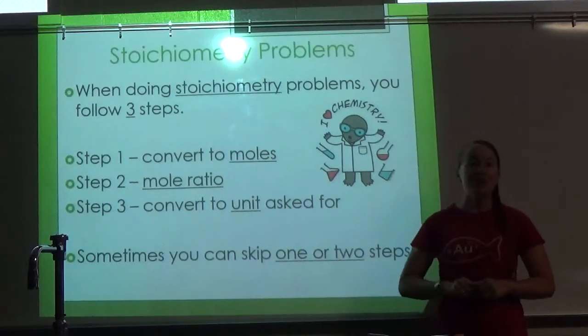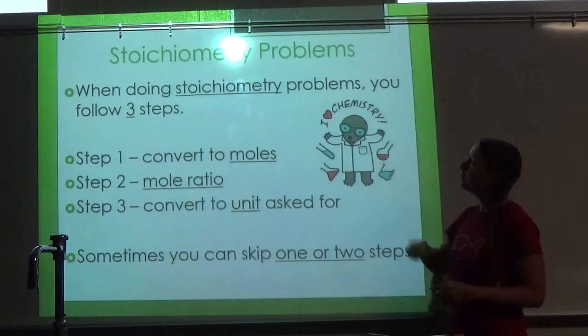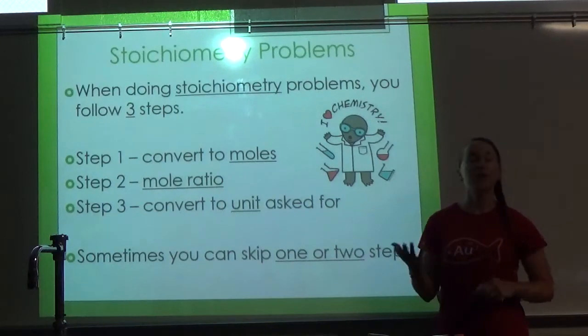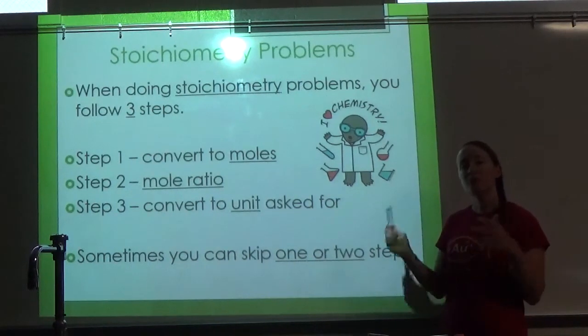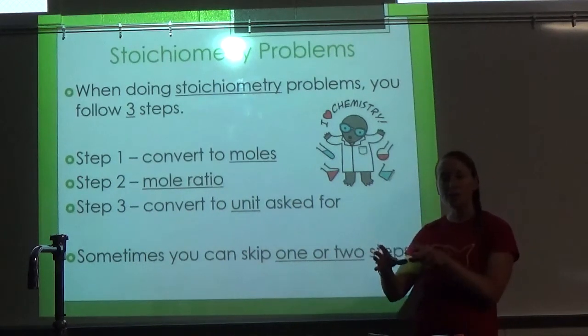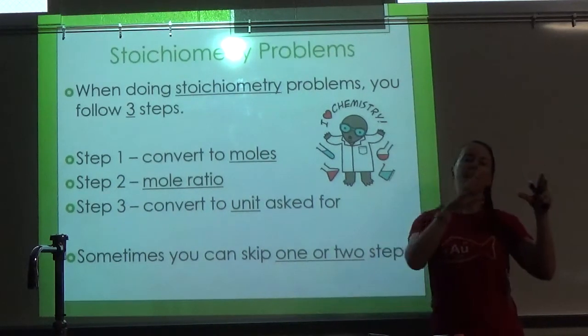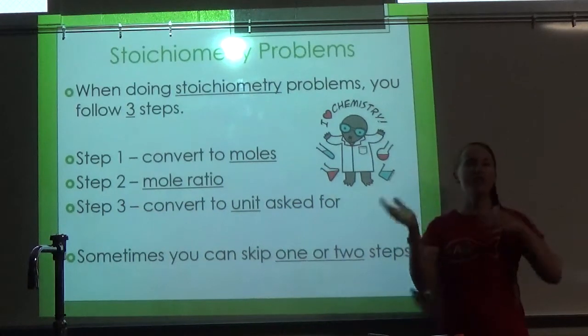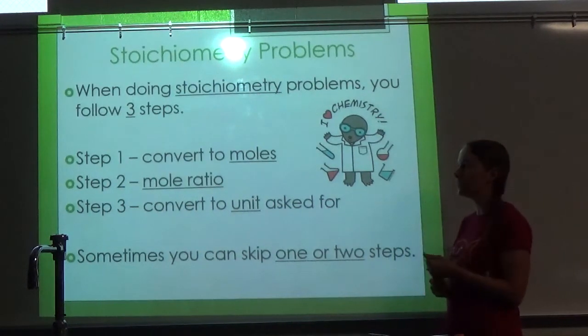Alright, so let's go ahead and get started. When you're doing stoichiometry problems, you follow 3 steps. In the previous video, we learned how to do mole ratio. That can get us from one substance in a chemical reaction to another substance. That's how we bridge the gap, like we move from one thing to another.